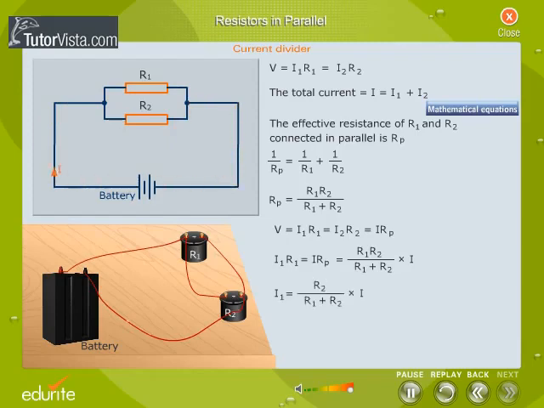I1 is equal to R2 by R1 plus R2 into I. Similarly, I2 is equal to R1 by R1 plus R2 into I. That is, current through one branch is equal to resistance of the other branch into total current divided by the total resistance. This is called current division law. The circuit is called a current divider. In domestic circuits, the bulbs are connected in parallel.